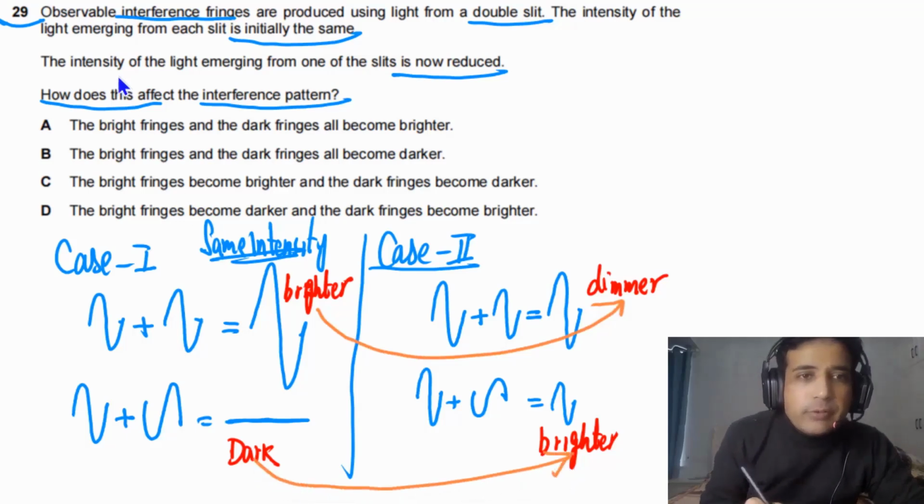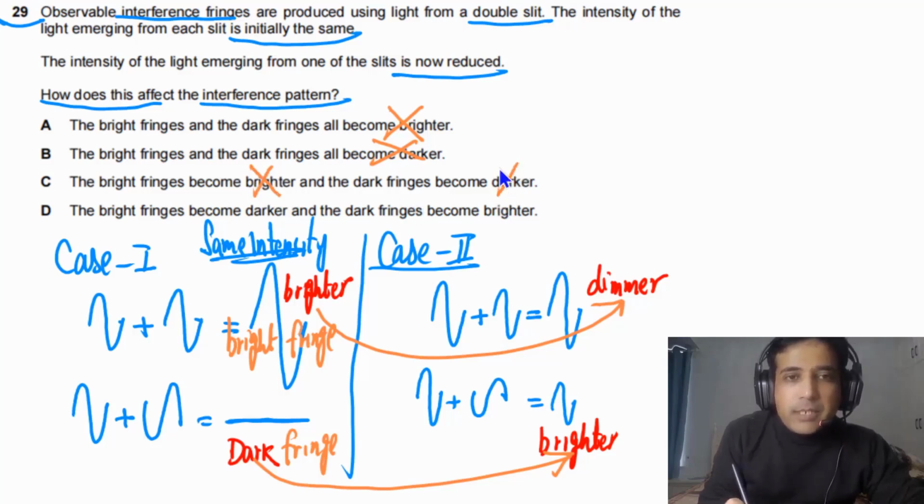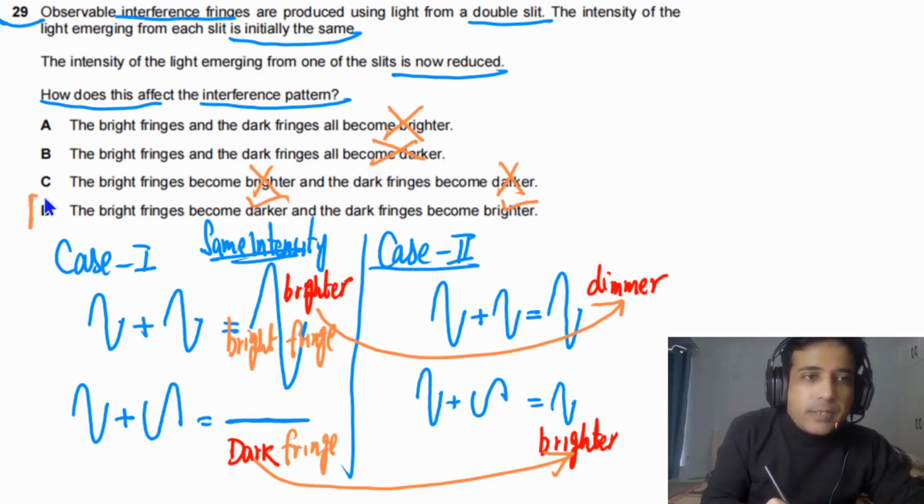So let's look at the given options and try to find out the answer. The bright fringes and dark fringes become brighter. No, this is wrong, because this is the bright fringe and this one is dark fringe, and bright fringes get dimmer. The bright fringes, dark fringes all become darker. This is wrong. The bright fringes become brighter. No, they become darker. Dark fringes become darker. This is wrong. The bright fringes become dimmer, and dark fringes become brighter. That's true. So the answer for this one is D.